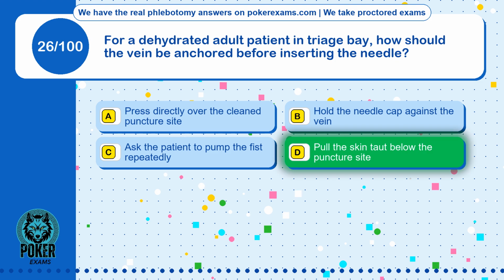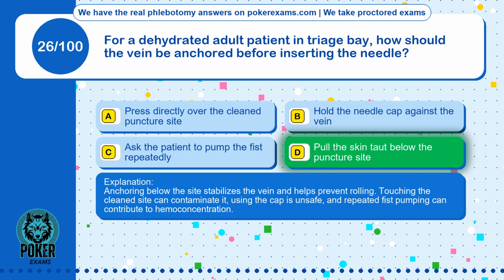The correct answer is option D. Pull the skin taut below the puncture site. Anchoring below the site stabilizes the vein and helps prevent rolling. Touching the cleaned site can contaminate it, using the cap is unsafe, and repeated fist pumping can contribute to hemoconcentration.